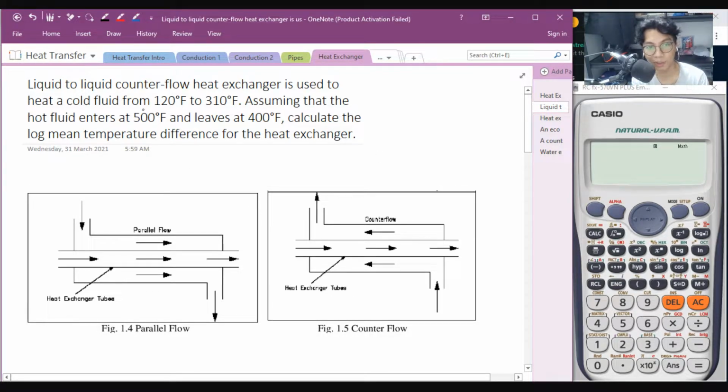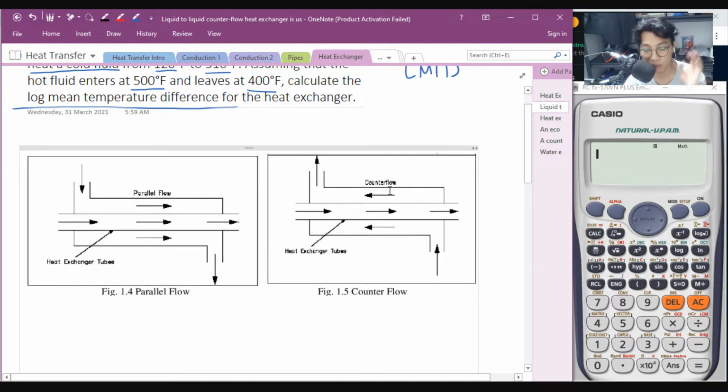Okay, counterflow heat exchanger is used to heat a cold fluid from 120 degrees Fahrenheit to 310 degrees Fahrenheit. Assuming that the fluid enters at 500 degrees Fahrenheit and leaves at 400 degrees Fahrenheit. Calculate the log mean temperature difference of the heat exchanger. So, LMTD. The best way for us to understand it is to draw.